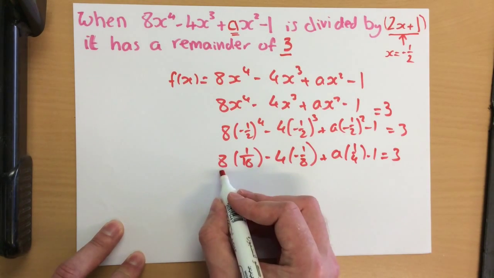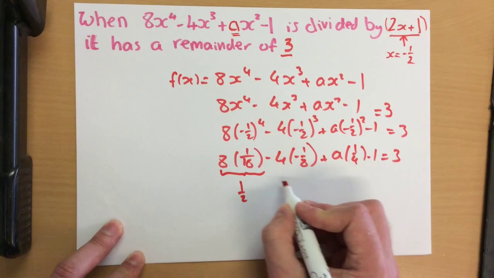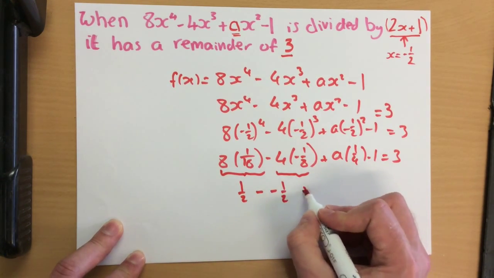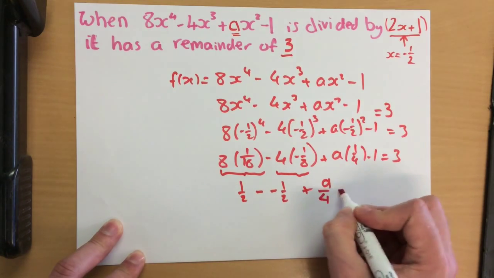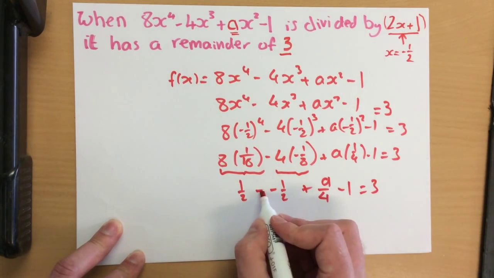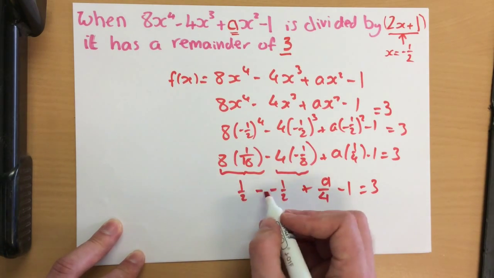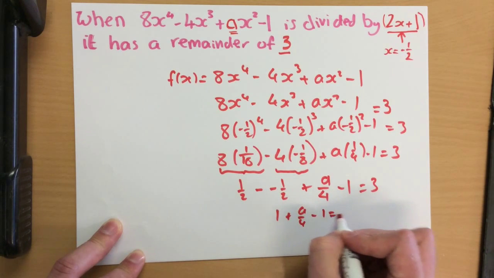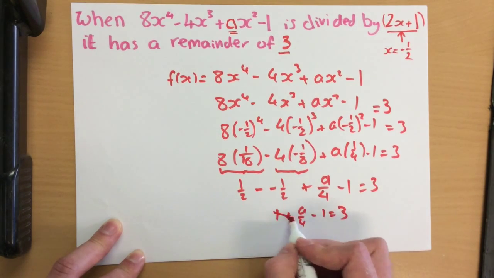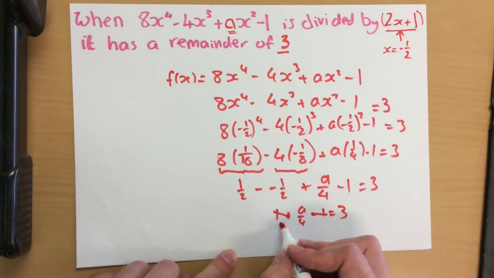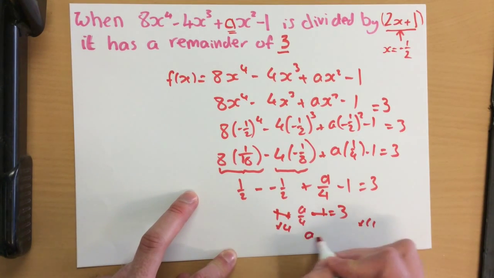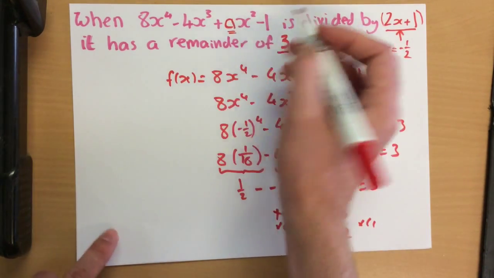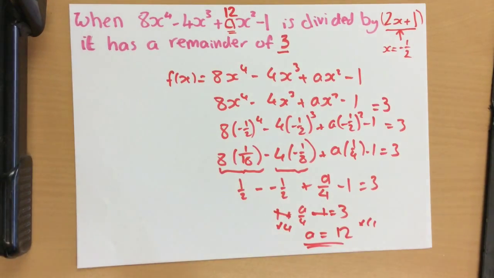This works out to be a half, this is subtract negative a half, plus a over 4 subtract 1 is 3. Two negatives make it positive, so half plus a half is 1. So 1 plus a over 4 minus 1 is 3. Well, that 1 minus 1 cancels out. Let's times both sides by 4, so a is going to be 12. And there we go. So in our original equation, the a here would have been 12.